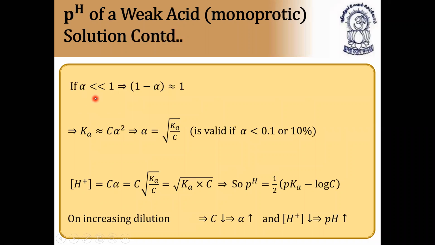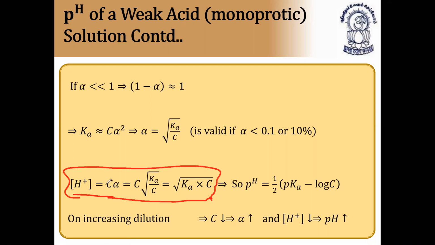Continuation. If alpha is much less than 1, then 1 minus alpha is approximately 1. So Ka is equal to C alpha square. So alpha is equal to root of Ka by C. And by this you can find the concentration of H plus. This formula is most important. This was already given in the previous class. Concentration of H plus is equal to C alpha. So since alpha is equal to root of Ka by C, we get the concentration of H plus.